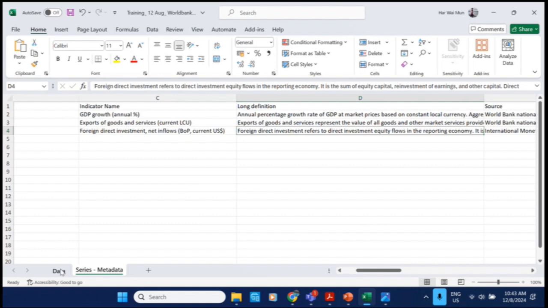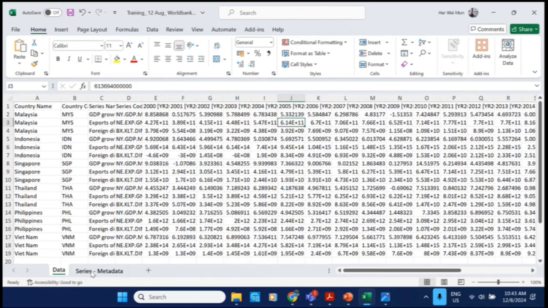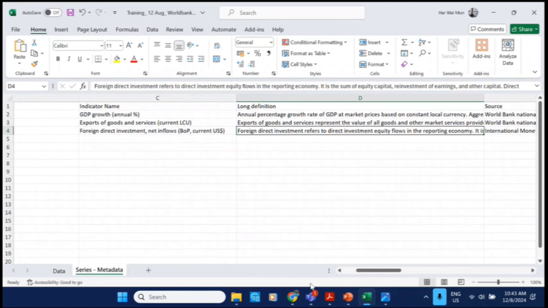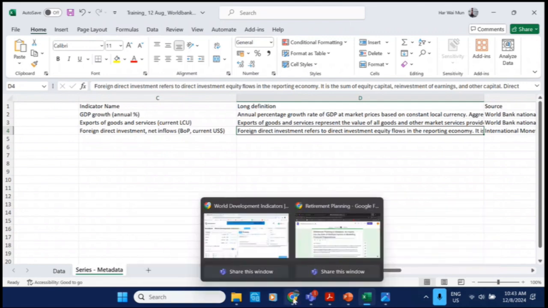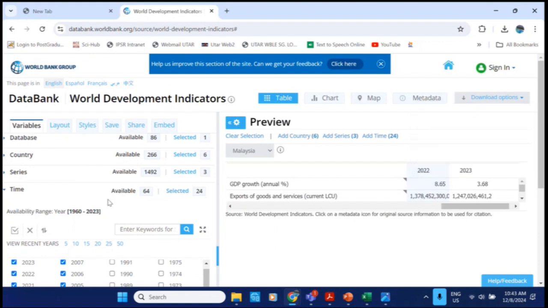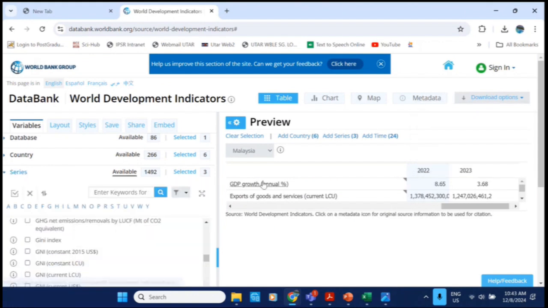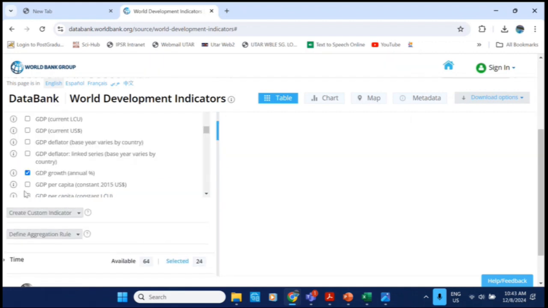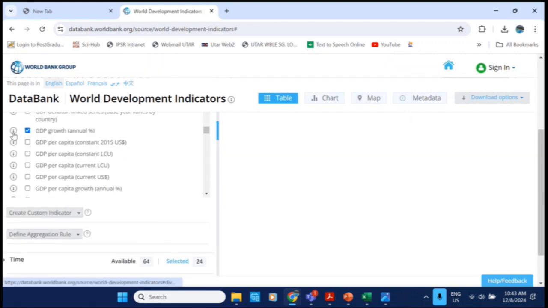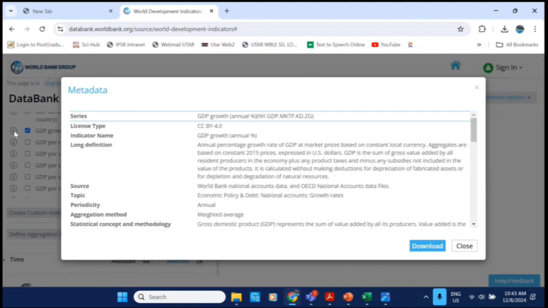Many make the same mistake of deleting this one. And if you delete it accidentally, also never mind. For example, you go back to the series here, GDP growth. Where do you get this? It's exactly here. You see the I here? Wait. You see view metadata. You can still click on this one and get it back.